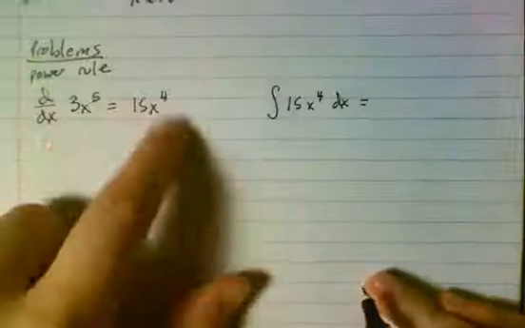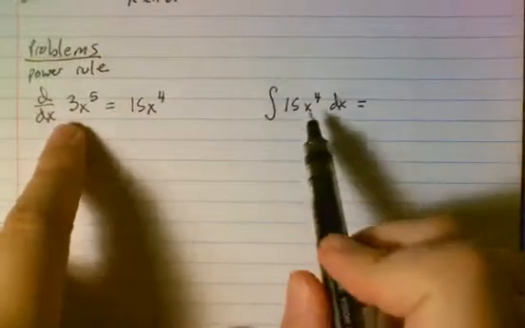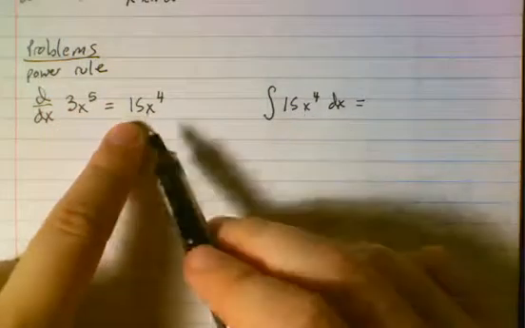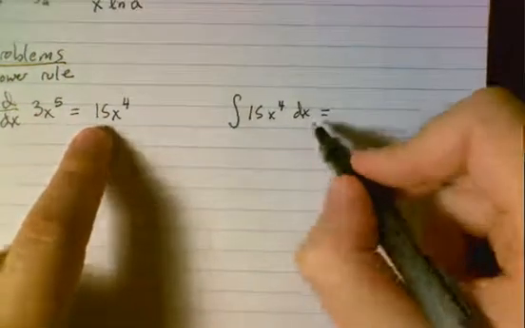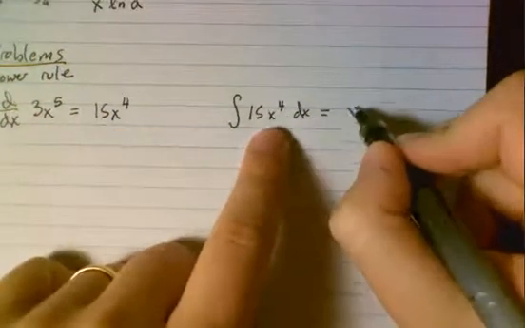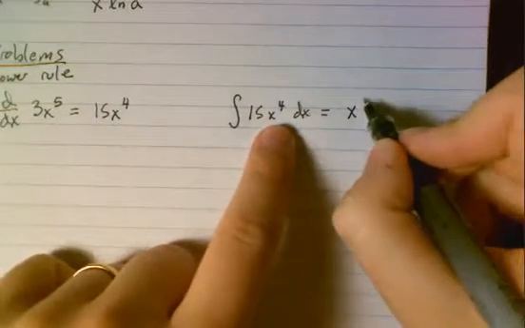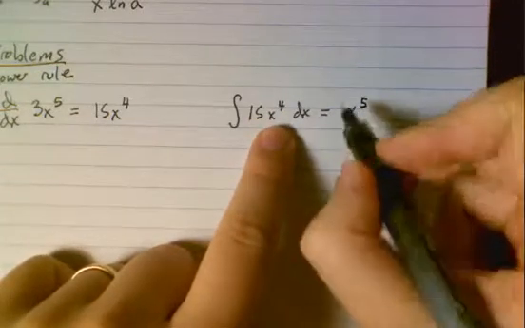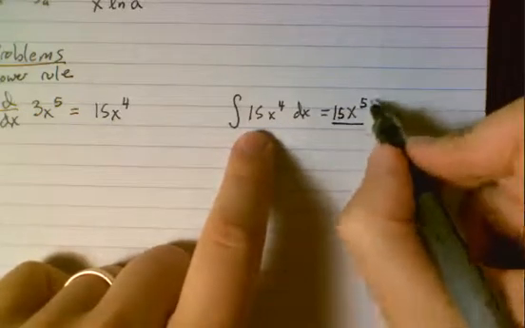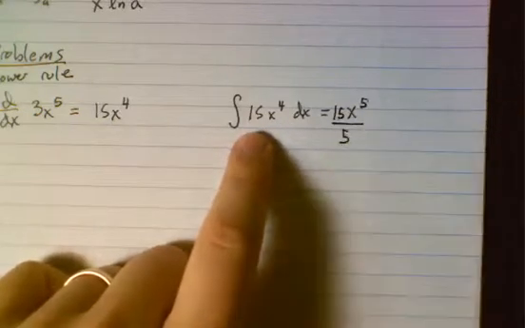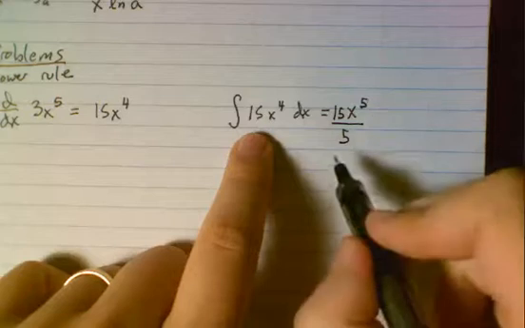equals what? Well, we know what the answer is because we're just looking for the function whose derivative is 15x to the 4th. But now I'm going to use my new set of rules. So the first thing I'm going to do is I'm going to take this variable, I'm going to increase the exponent by 1. So 4 plus 1 gives us 5. This 15 is along for the ride. And now I'm going to divide by the new exponent.